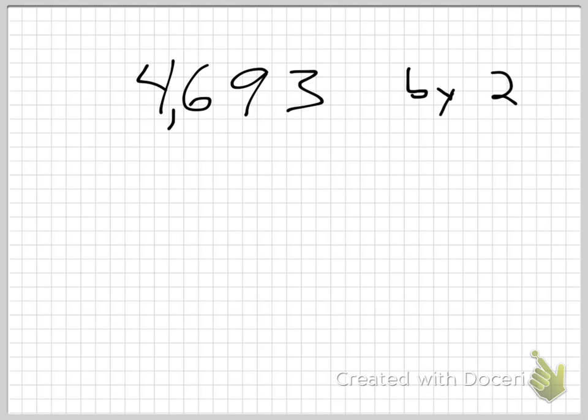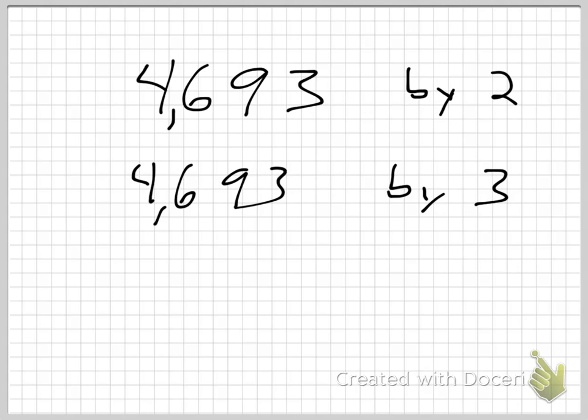How do you know if a number is divisible by 3? Here's the deal. 4, 6, 9, 3. How do I know if it's divisible by 3? Well, there's a rule. Do you remember what the rule is? It's kind of a cool rule. What's the rule? Here's the deal. If you add up all the digits in the number, that means if you add up 4 plus 6 plus 9 plus 3, whatever number you get, if that number is divisible by 3, then you know that this number is divisible by 3.